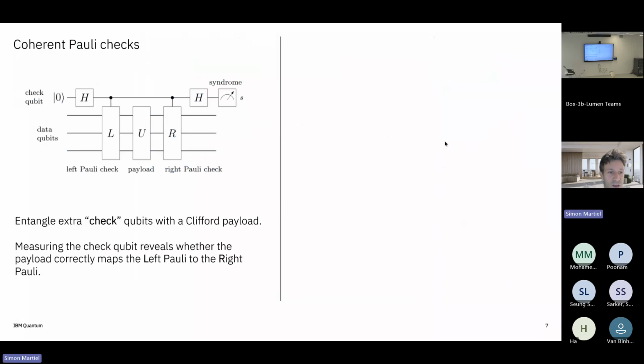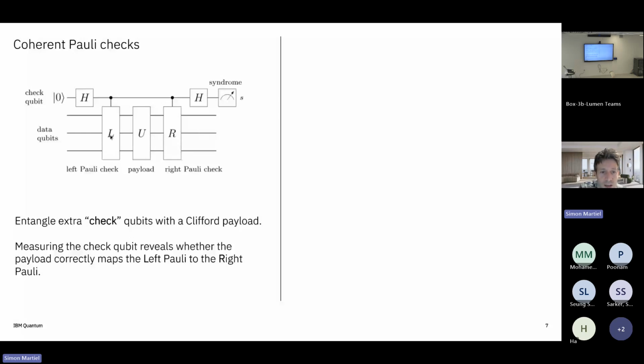So how does Pauli check sandwiching work? The idea is the following. You start with a payload circuit, which is this U in the middle. You can think of U as the actual thing you want to run, which is a huge Clifford circuit. You can add an extra qubit, start in ket 0, apply Hadamard, and do a control L on the left of U and a control R on the right of U, and then measure your qubit in the diagonal basis. And here L and R are related through U, meaning that if you pull L through U, you get another Pauli operator which coincides with R.